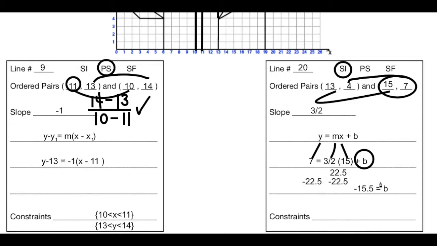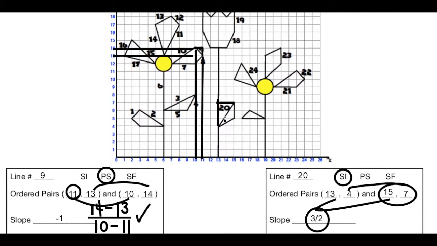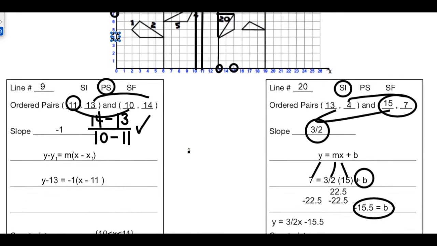That is not my final equation. What I want to do is substitute the 3/2 in for m and the negative 15.5 for b to write my final equation for this one, which will be y equals 3/2 x plus a negative 15.5, or just minus 15.5. Okay, and then the constraints, of course, for line 20, I can either use the 13 and the 15 for my x's, or I can go across to the y-axis and use my 4 and my 7. Either one of those will work for the constraints.